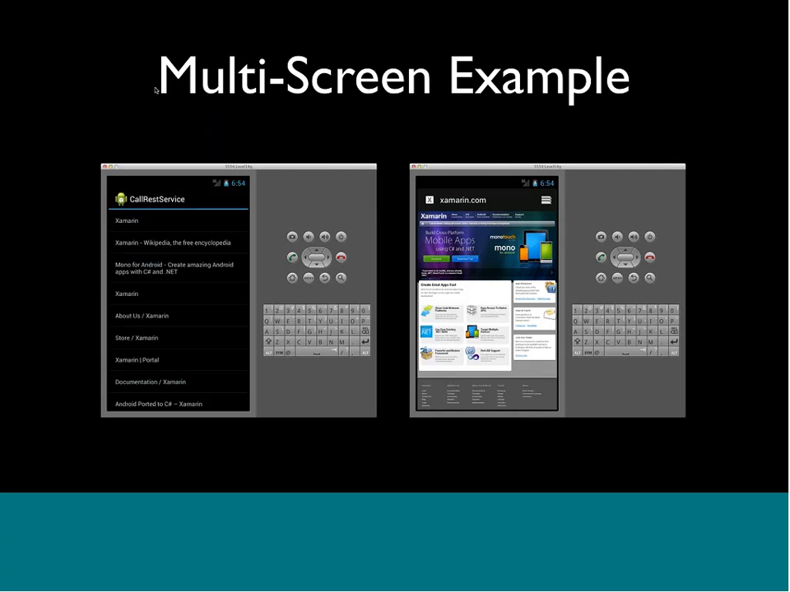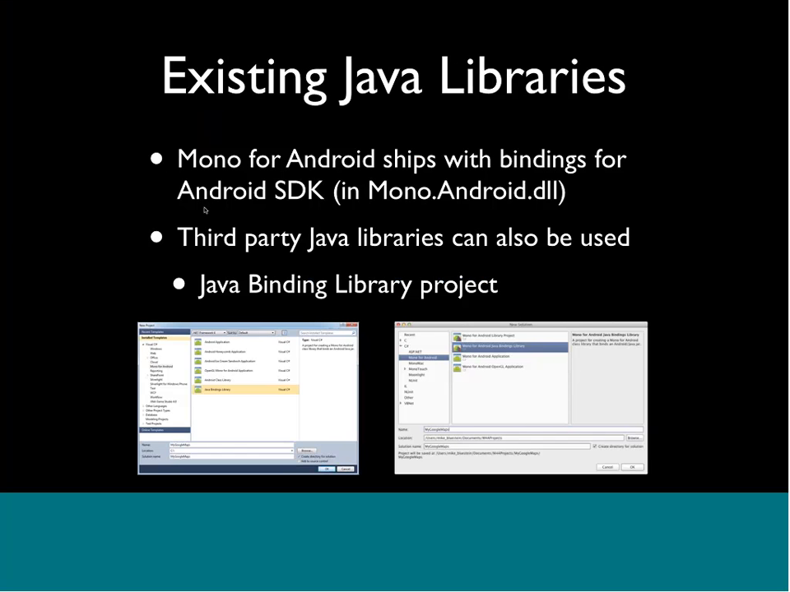All right, so some other things that are available. That's all we're going to do for examples on Mono for Android, because I want to have some time to do the MonoTouch side of things. But I mentioned Java libraries. Mono for Android, again, ships with the full bindings for the Android SDK through the Mono.Android DLL. Now, there are a lot of people developing third-party libraries that can be used as well.